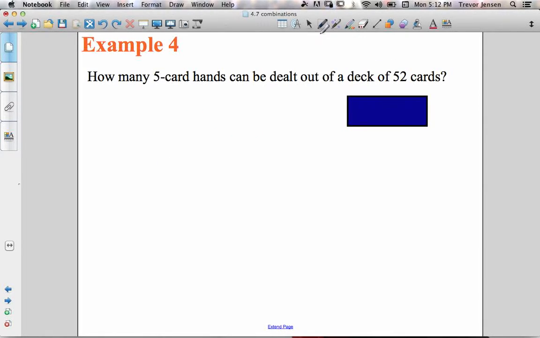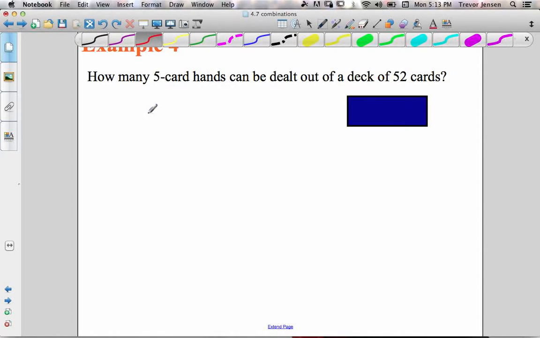Okay, let's do another example. I like this problem. How many 5-card hands can be dealt out of a deck of 52 cards? First thing you have to ask yourself: does the order of the cards in your hand matter? And the answer would be no. If you have 5 cards in your hand, it doesn't matter what order those cards are in. You have all 5 of them. You can arrange them however you want, and you still have the same 5 cards in your hand. So order doesn't matter, so once again, we're going to be doing combinations.